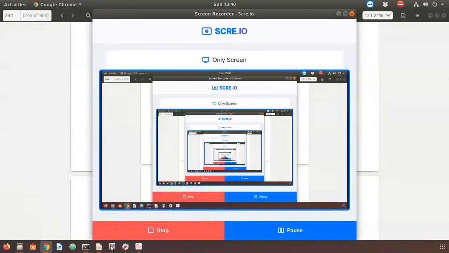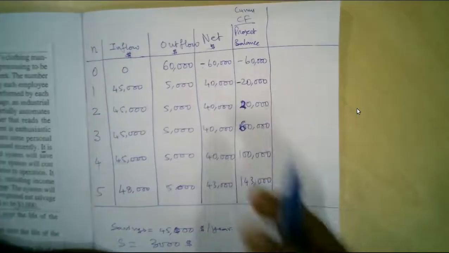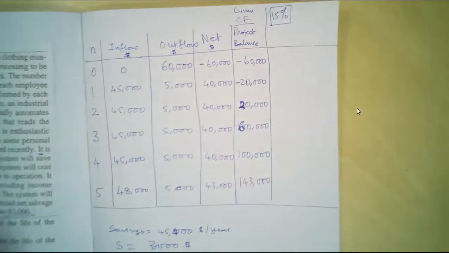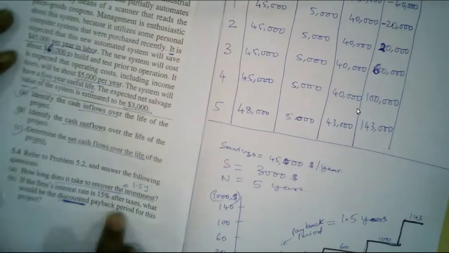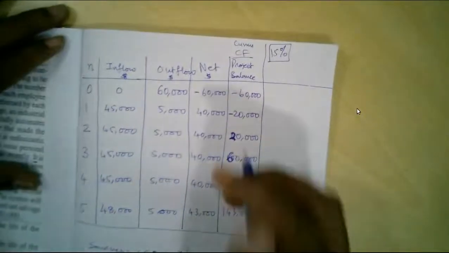Okay, so how do we calculate this cost of funds? So what you do here, I'll just add one more column here. See, 15% is the interest rate. So that is mentioned in the question here. If the firm's interest rate is 15%, so what is the cost of funds?